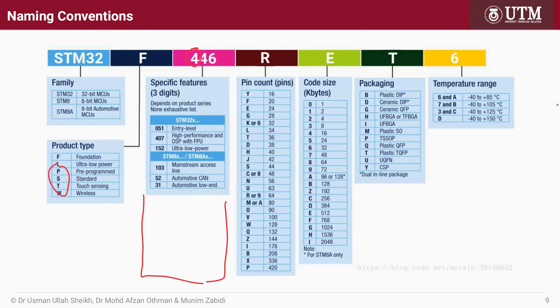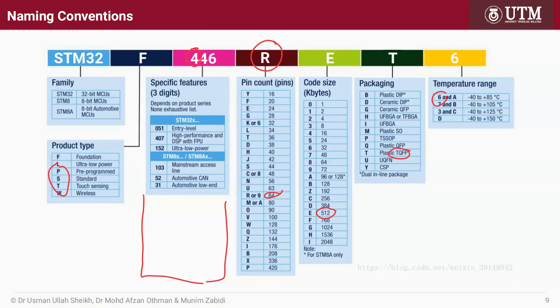And then there's the R here. The R here is for the pin count. So for ours, for the Nucleo board, we have 64 pins. So R here stands for 64-pin chip. Actually, the STM32 has other packages that have more pins, so the code here is not necessarily R. And then E here is for the flash size. So E means we have 512 kilobytes of memory. And then T here is for plastic packaging, and 6 is the temperature range. This is the cheapest version, plastic, so it ends with 6.